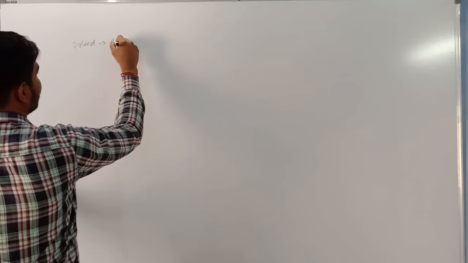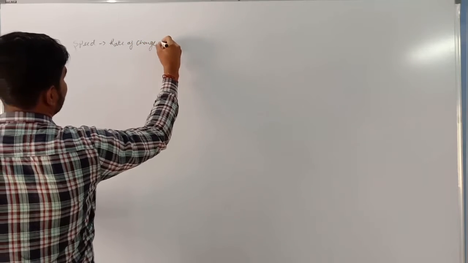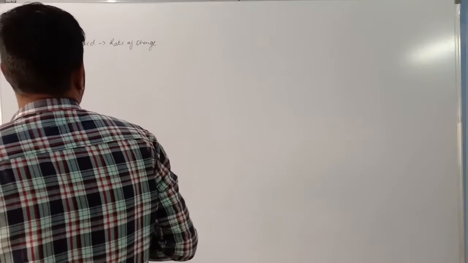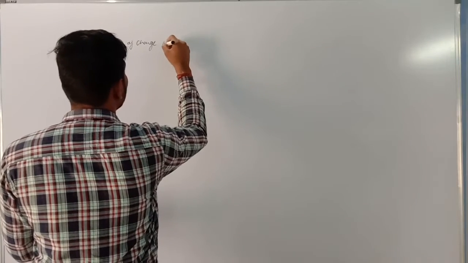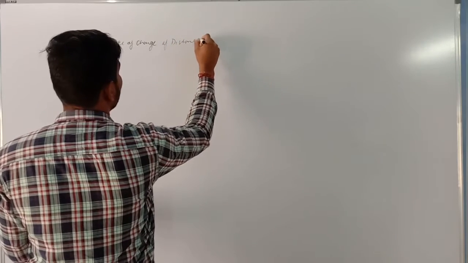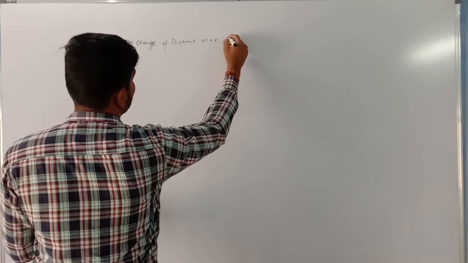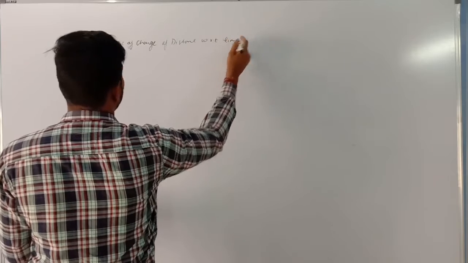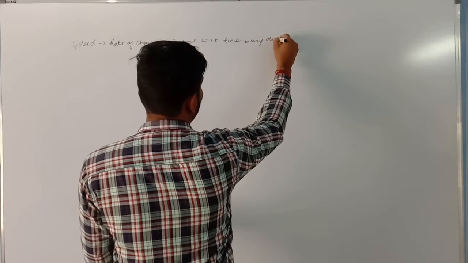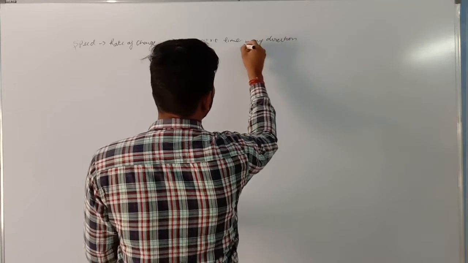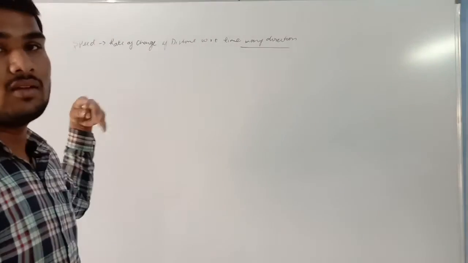It is the rate of change of distance with respect to time, in any direction. That is important, in any direction. So what we can conclude here is that speed is a scalar quantity.